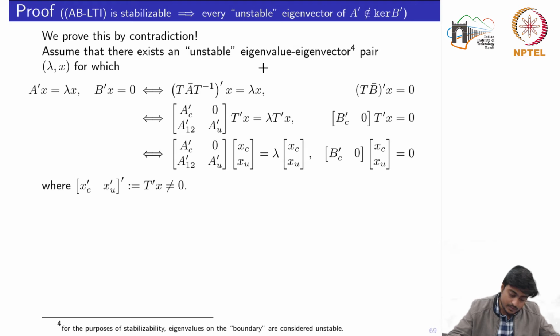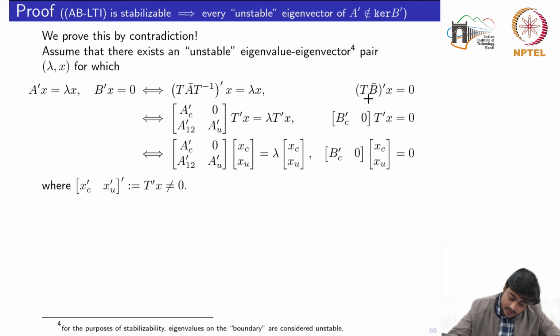Okay, so assume that there exists an unstable eigenvalue eigenvector pair lambda, x for which these two equations would be satisfied: A transpose x is equal to lambda x, meaning to say that x is that eigenvector corresponding to an unstable eigenvalue. That's why we are calling it an unstable eigenvalue eigenvector pair lambda, x. Okay, and since this eigenvector is in the kernel of B transpose, we would also have B transpose x equal to 0, which is equivalent to saying that I can replace this A matrix and B matrix by its decomposed counterparts, which is T A bar T inverse, transposed, and here B would change to T times B bar. Okay, again expanding this T A bar T inverse, I would have this decomposed form with the respective transposes. T transpose x is equal to lambda times T transpose x.